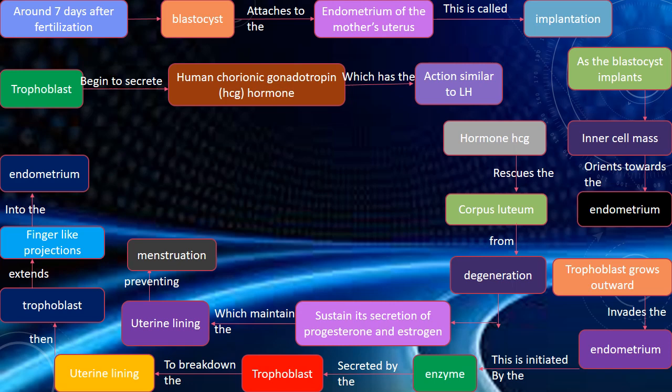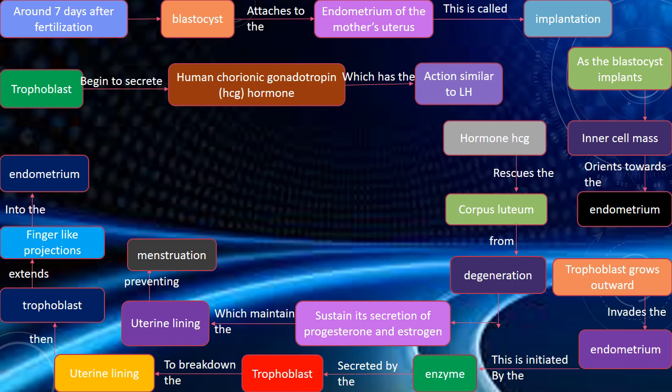Around 7 days after fertilization, the blastocyst attaches to the endometrium of the mother's uterus. This is called implantation. As the blastocyst implants, the inner cell mass orients towards the endometrium. The trophoblast grows outward and invades the endometrium. This is initiated by an enzyme secreted by the trophoblast to break down the uterine lining.